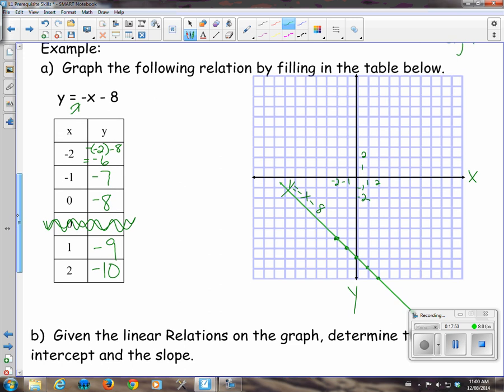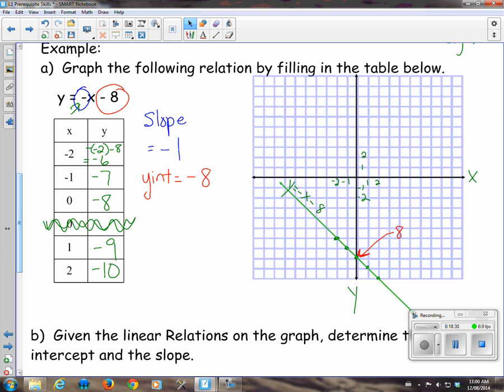So when I look at that equation, I can see from the equation what the slope is. The slope is a number with x, -1. I can also see from the equation what the y-intercept is. It's the other number, -8. And I can see those pieces of information on my graph as well. There's my y-intercept where it crosses the y-axis, -8.